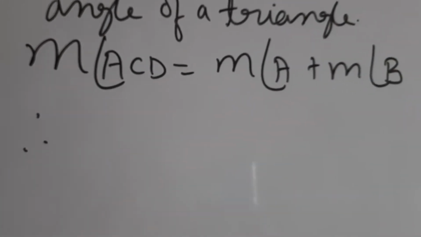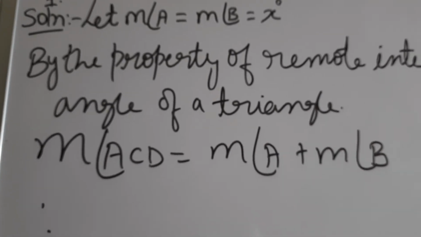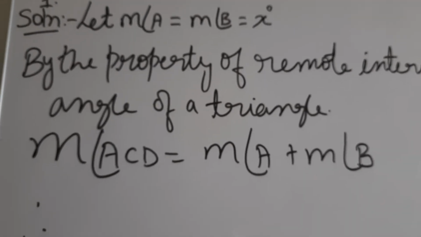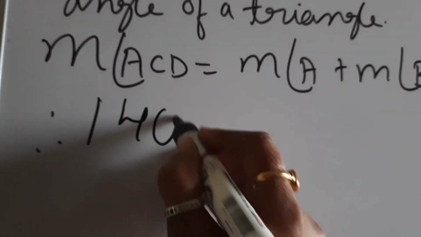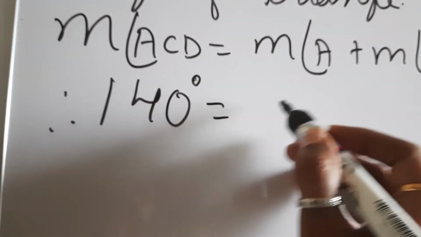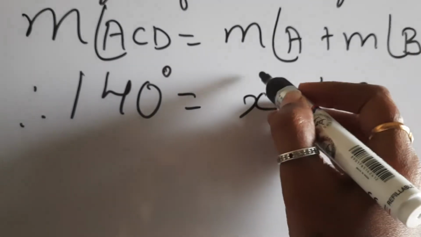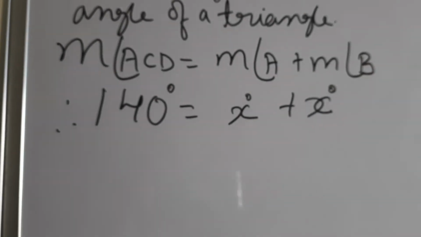Measure angle ACD is equal to measure angle A plus measure angle B. We have just considered measure angle A equal to measure angle B, which is equal to x degrees, children. So measure angle ACD is given as 140 degrees, which is equal to measure angle A, which is x, plus x. Okay, go on, you write x degrees. Look at it.